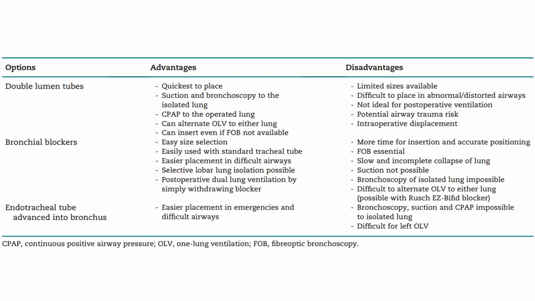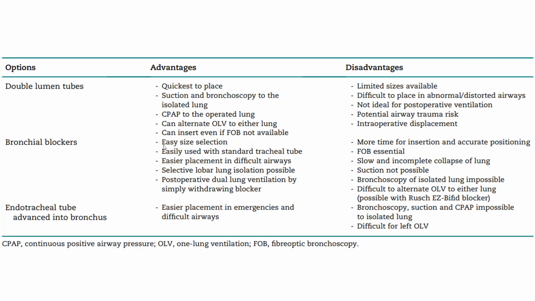Okay, this table is showing the advantages and disadvantages of three methods for one lung ventilation. We can see that the double lumen tube is the quickest to place because of familiarity. It can be used to provide suction and bronchoscopy to the isolated lung. It can also give CPAP to the operated lung, and we can alternate one lung ventilation to either lung, which means that we can collapse either lung as required during a surgical procedure.